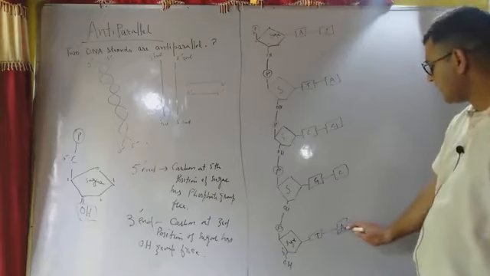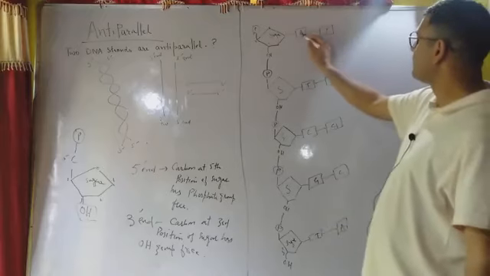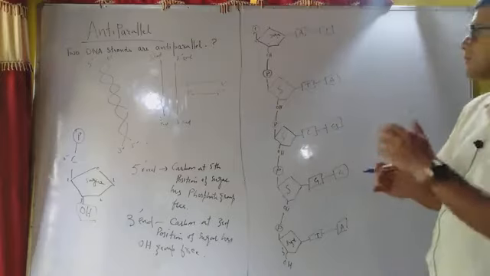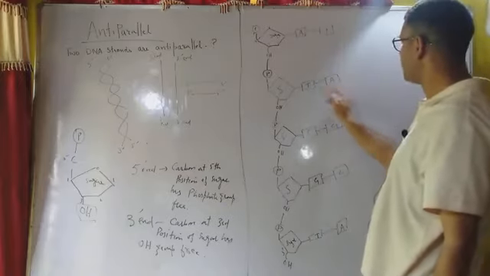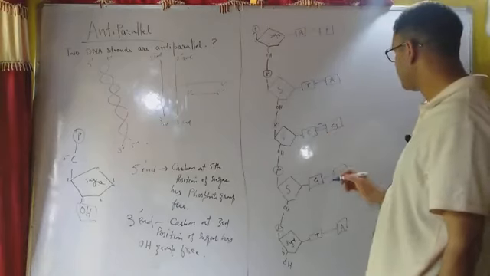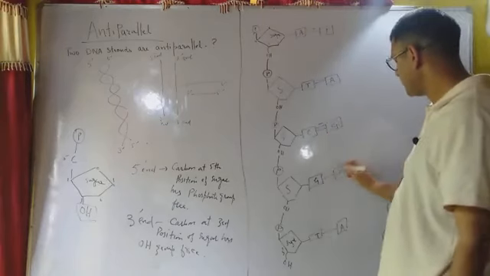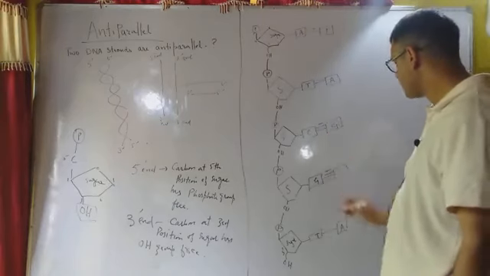So we have thymine, adenine will pair with thymine. There are two hydrogen bonds between adenine and thymine, and three hydrogen bonds between guanine and cytosine. They represent the hydrogen bond.